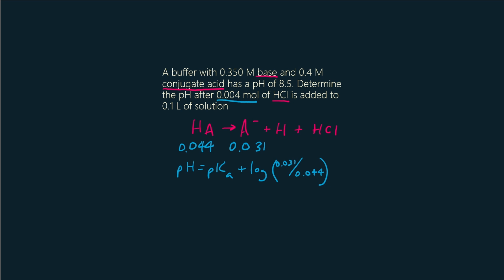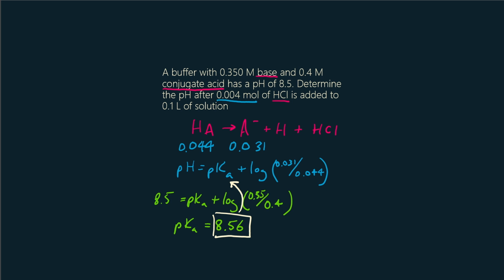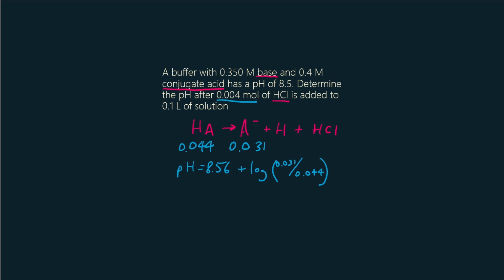But what we do know is that at 0.35 and 0.4 molars, our pH is 8.5. So let's pause where we're at with this so we can find the pKa at that point. We'll put in the pH of 8.5 for when the base in the buffer was at 0.35 and our acid was 0.4. Now we can find the pKa, which gets us 8.56. Again, we'll use this for the equation we were trying to solve beforehand. And now when we put this in our calculator, our pH is 8.41.